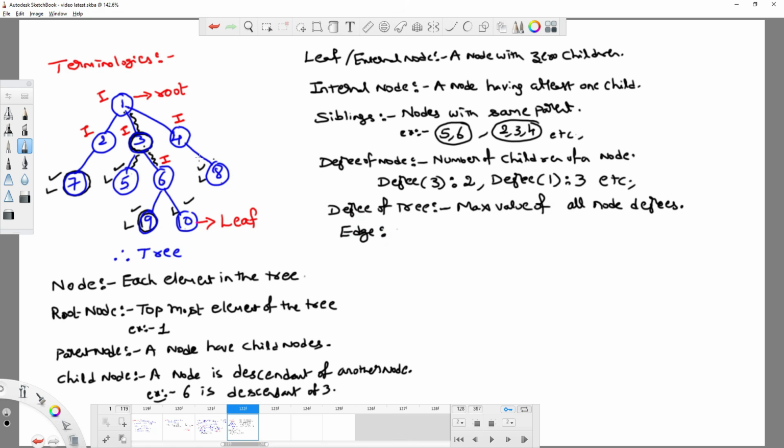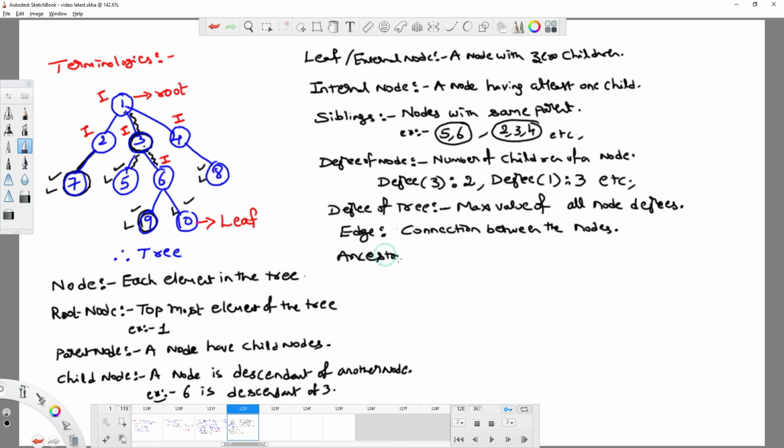Connection between the two nodes, right? If you take here 2 and 7, as there is a relationship, I can call it an edge. An edge is nothing but a connection between the nodes. We can introduce some more terminologies.